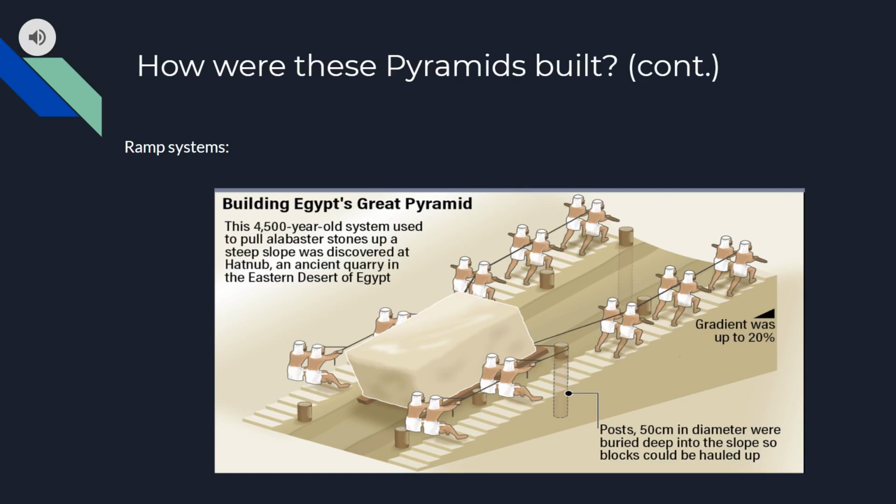A ramp system was made in order to move the blocks up the levels of the pyramid. This ramp system had a ramp down the middle, usually made from the earth, and then 2 staircases on both sides of the ramp. On the edge of the ramp were wooden poles buried deep inside.